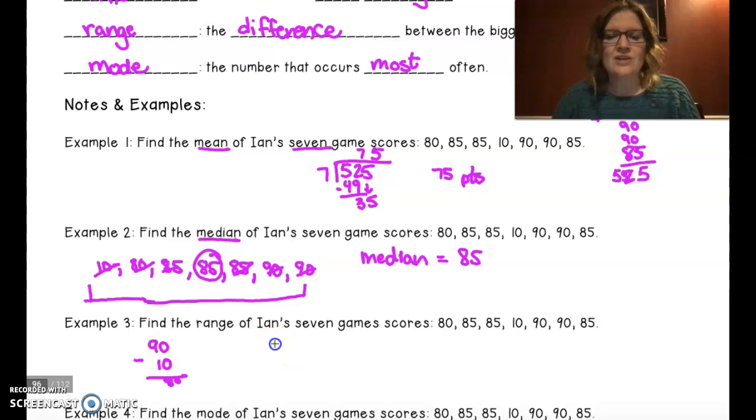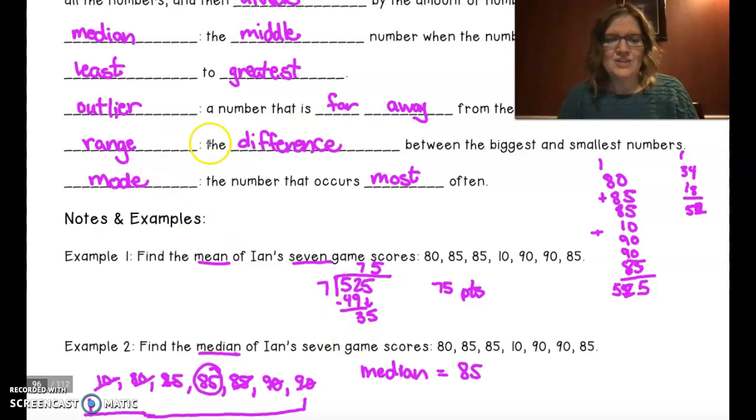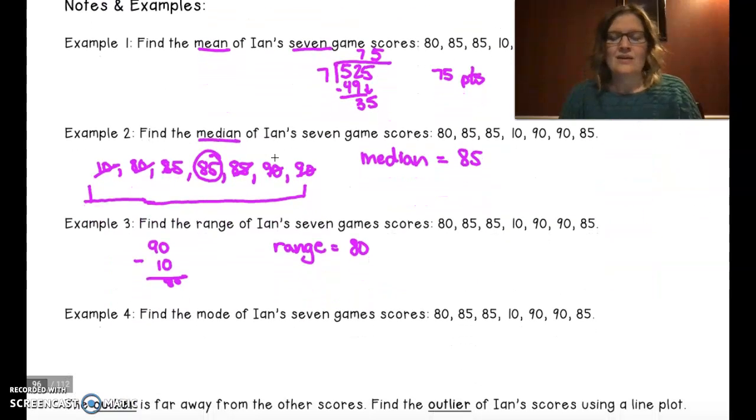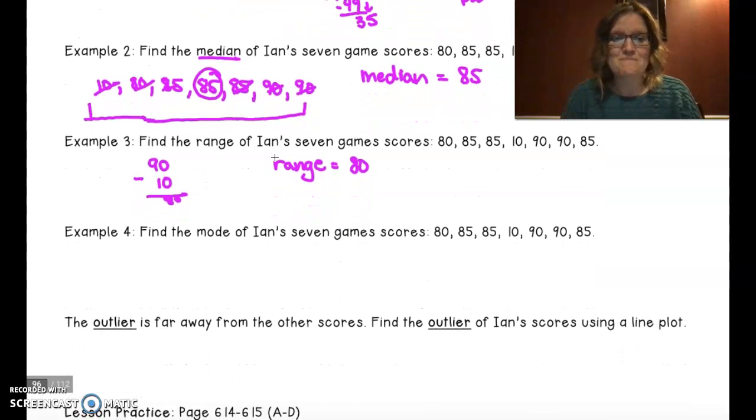So our range is 80. The clue that we have here is, remember our range, it says the difference between the biggest and the smallest number. When we hear that word difference, that automatically clues us in that we've got to subtract. So to find the range, we subtract from the biggest to the lowest number in our data.